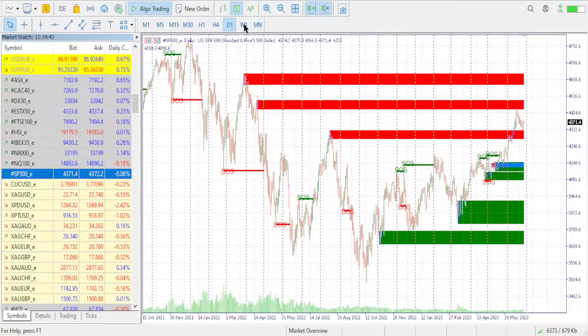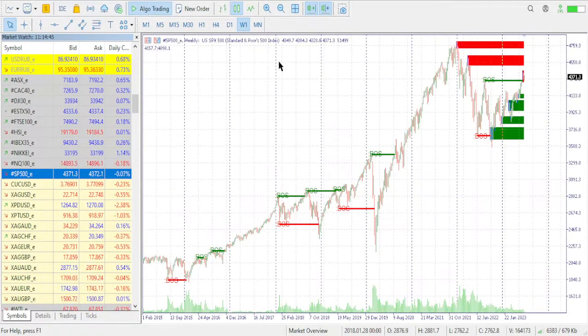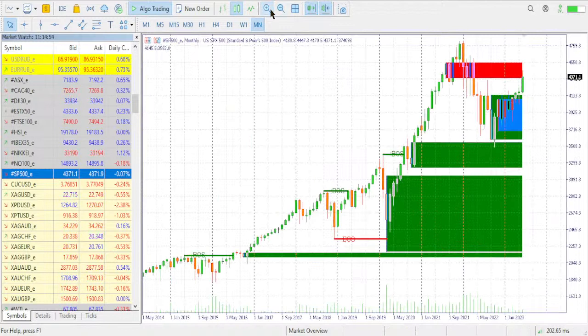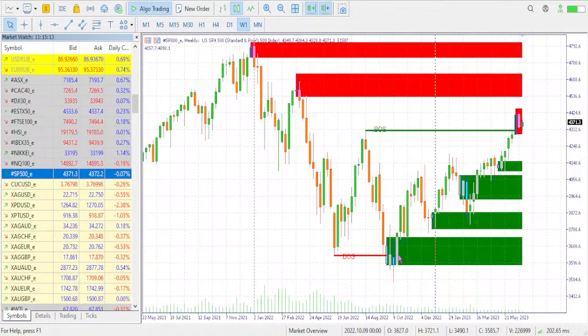You can see if we go to the weekly time frame, these are the main zones to look at. Let's go to the monthly and see what happens. So on the monthly time frame, you can see that the price has been very bullish. We've seen the demand zones get higher. This low is getting higher, getting higher, getting higher, which means the price is in an uptrend on the monthly time frame. If you check the weekly time frame, you have the same thing.